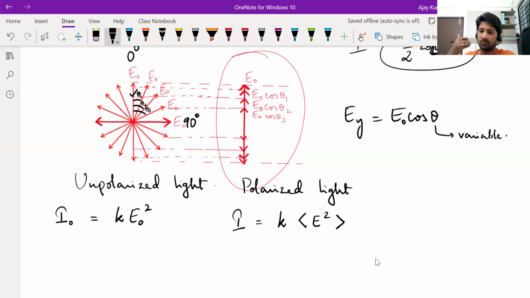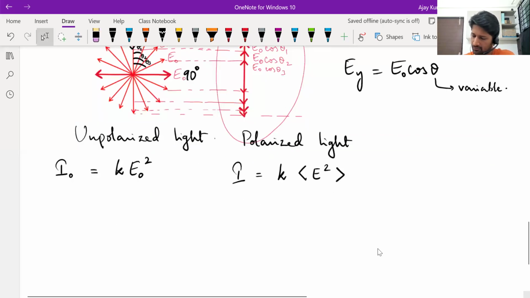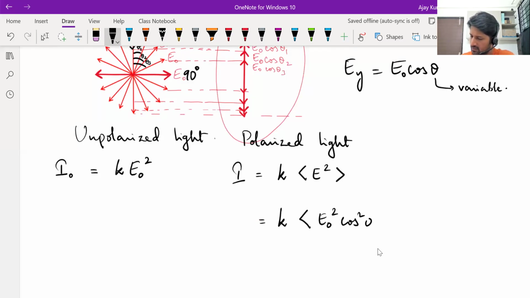So the electric field that passes through the polaroid is E naught cos theta, where theta is the angle made by the wave with the pass axis of the polaroid. So if you want the intensity of light that comes out of the polaroid, you will have to average E naught square cos square theta. Because the amplitude is now E naught cos theta, you square it and you have to average it. E naught square is a constant, put it outside. Average value of cos square theta.